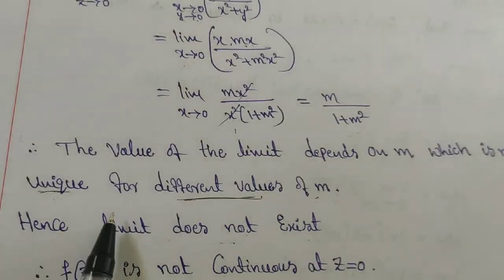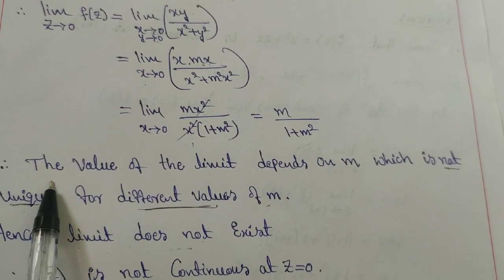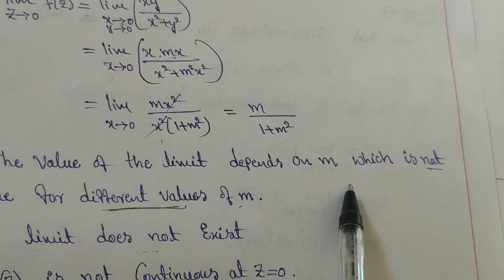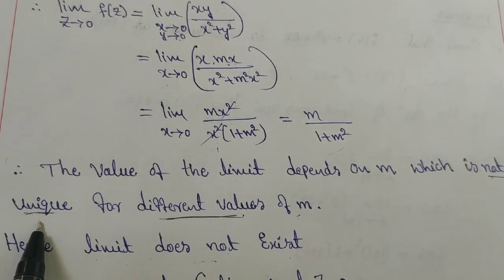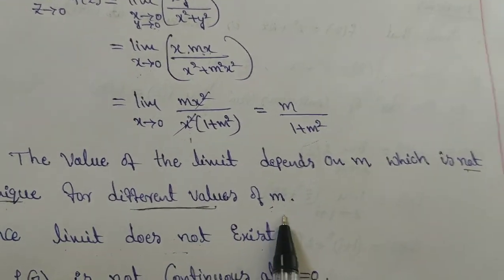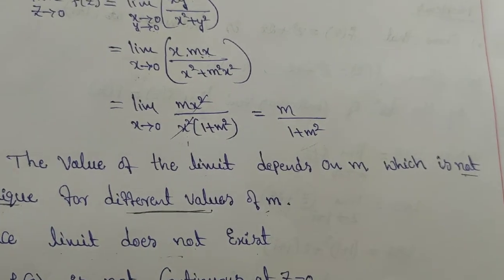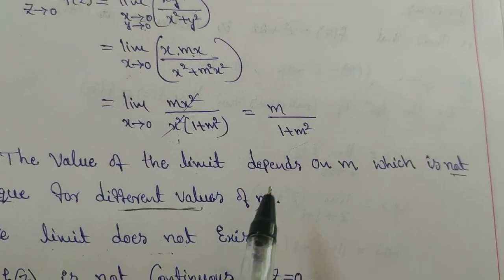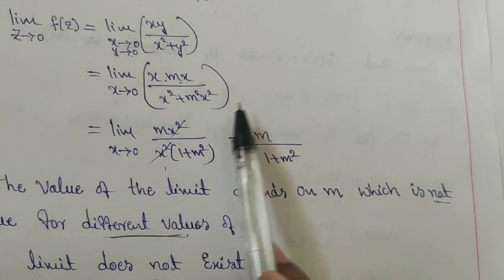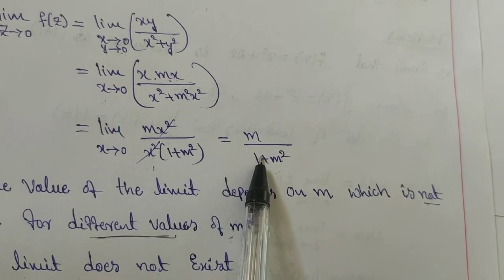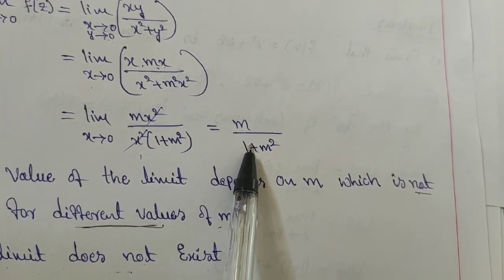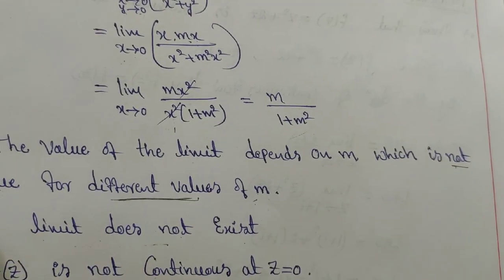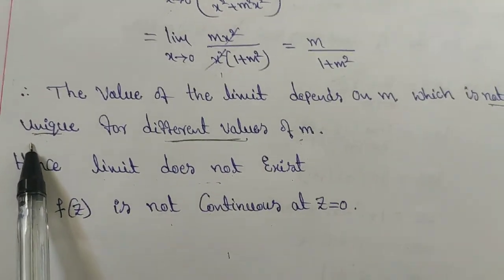That's what I wrote. See, the value of the limit depends on m, which is not unique for different values of m. That means when we substitute different values of m, we can't expect the same answer here, because we may get infinite values. That's why it is not unique. That means we can't expect the same answer.